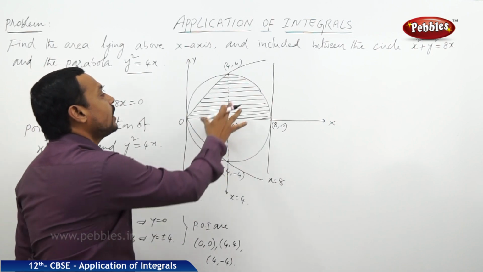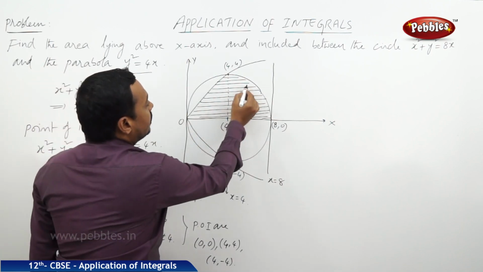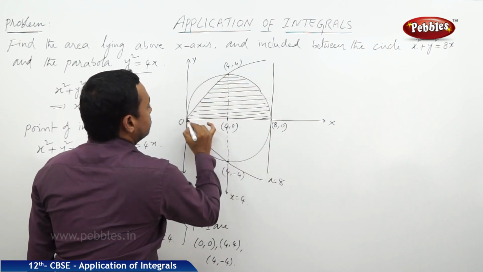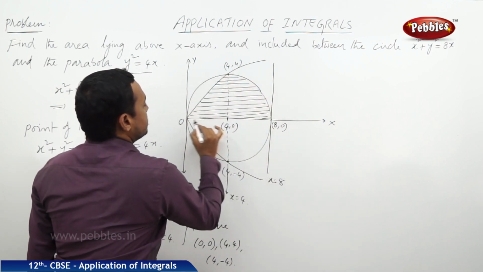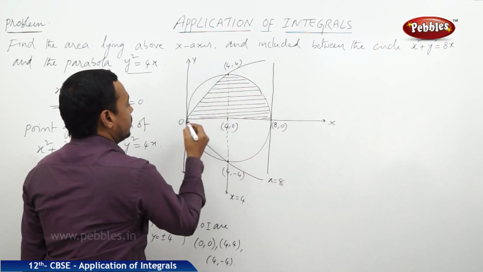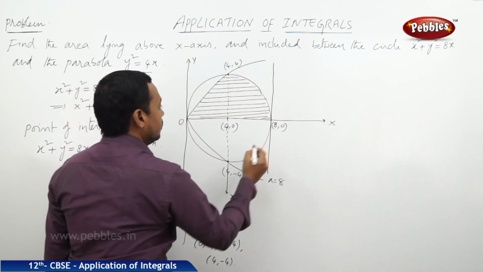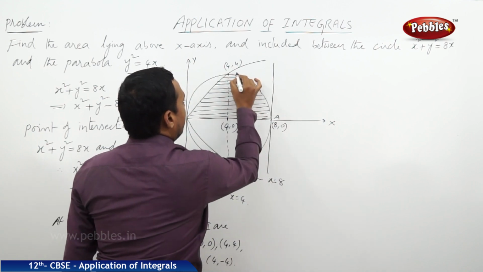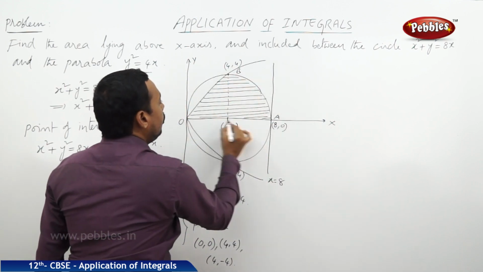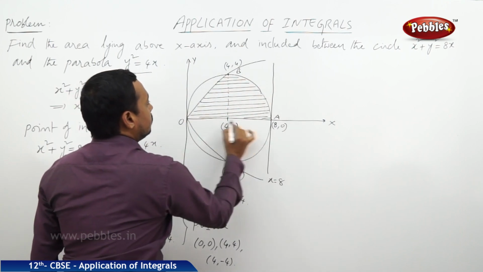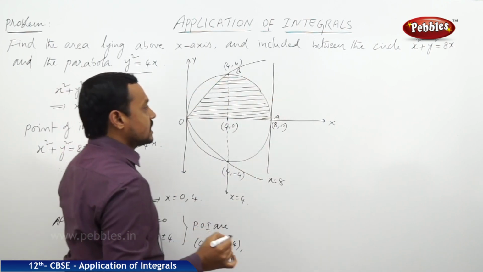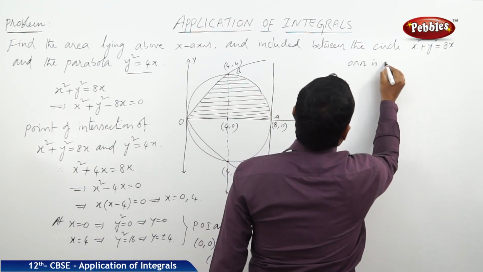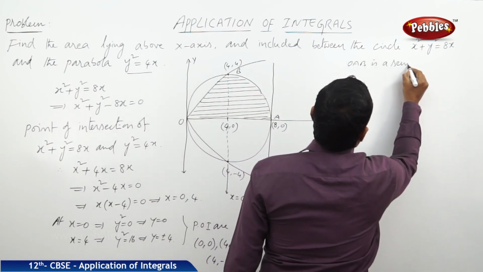Now how can we find this area? You see, this is a semicircle. Now let us take the points, it is origin, and let it be some vertex A and it is B. O, A, B. Now this is a semicircle. O, A, B is a semicircle.